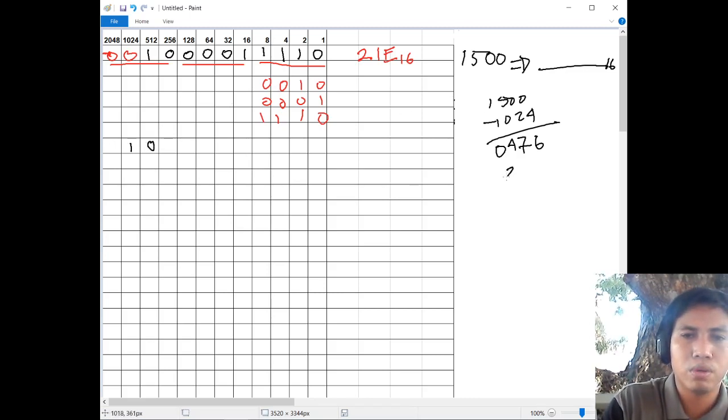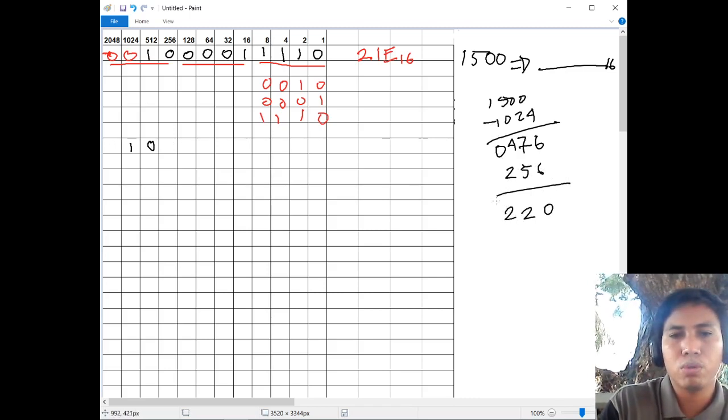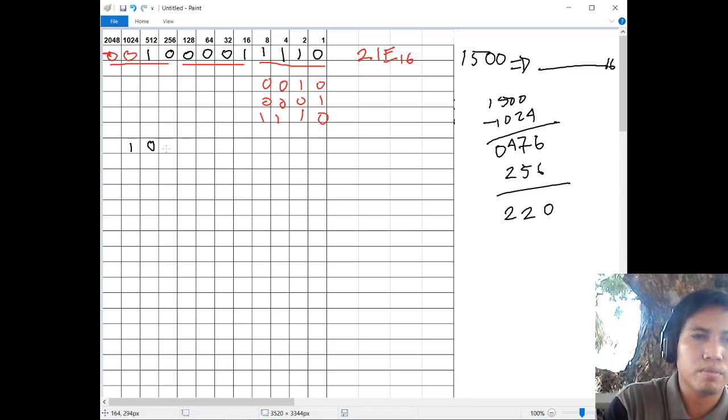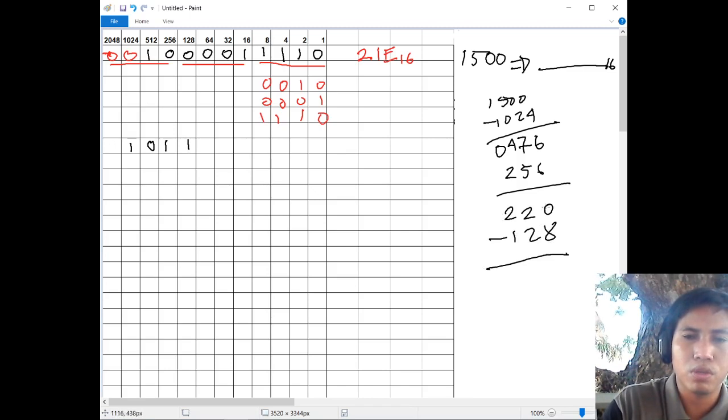Then we have 256. So 476 minus 256 is 220. So this is 1. So we also have 128 is less than 220. So this is 1. So we subtract 128, so that is 92.